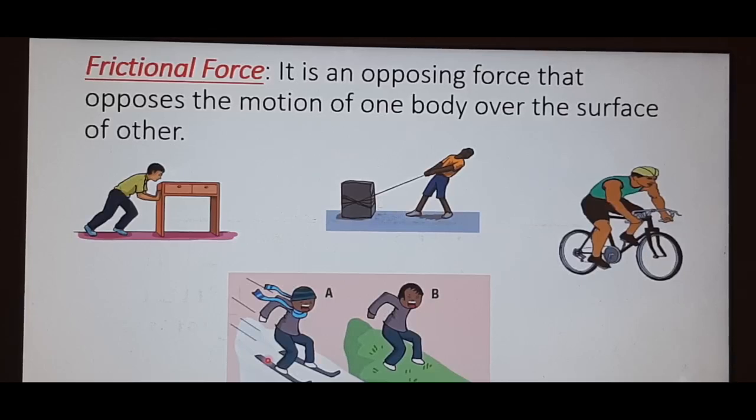Again, why are you able to write? Because the paper provides friction to the pen, due to which we are able to write. And the same goes if the paper is very slippery or very shiny, you won't be able to write. It's due to the absence of friction. Friction is only in rough surfaces. So this was all about frictional force.